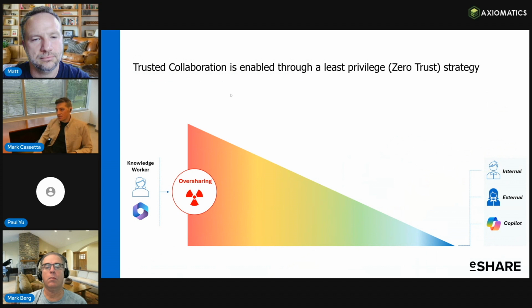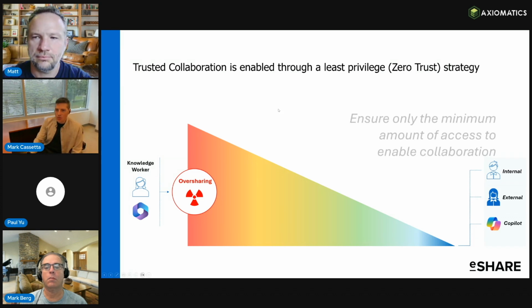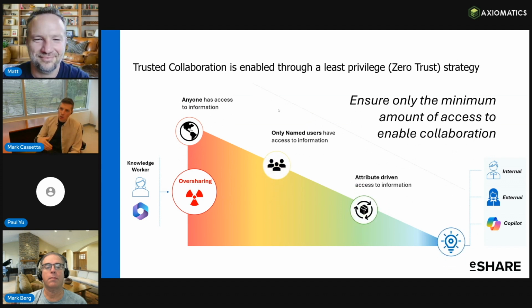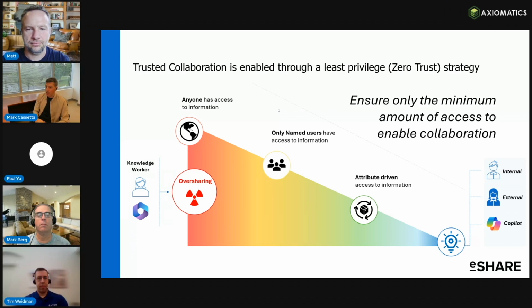What's ironic about delivering on trusted collaboration is it's actually delivered through a zero trust strategy and through the principles of zero trust. In order to put these guardrails in place, we need to ensure only the minimum amount of access is provided to enable collaboration. In some instances, it's okay for everybody in the organization, and maybe even outside the organization, to have access to certain information. But there's other scenarios when there's only a particular group of named users that you may want to have access to this data, and that's, again, a bit less permissive and a little bit better.